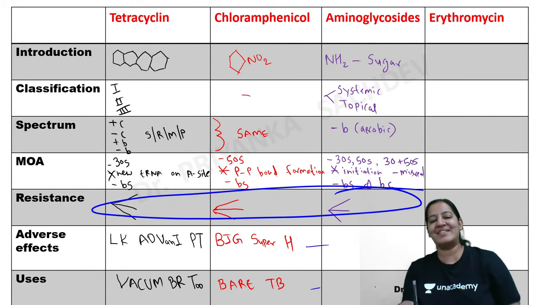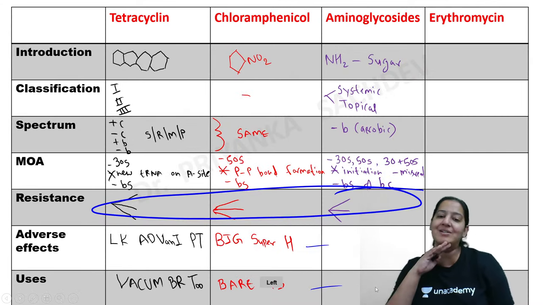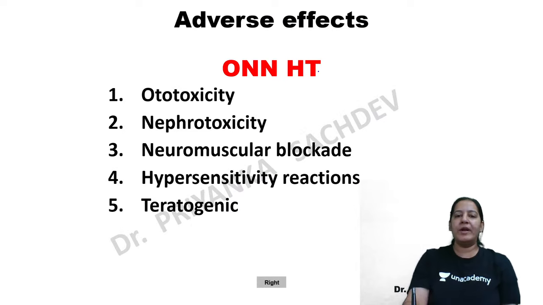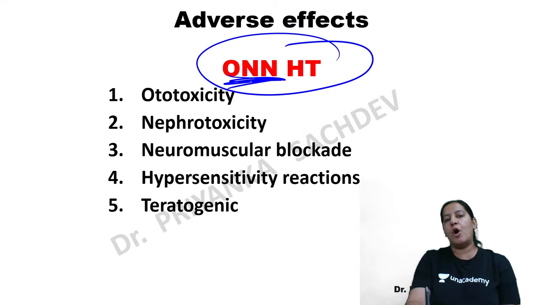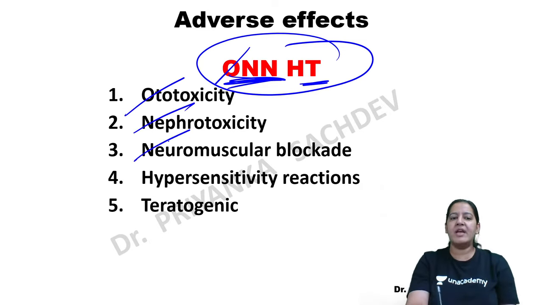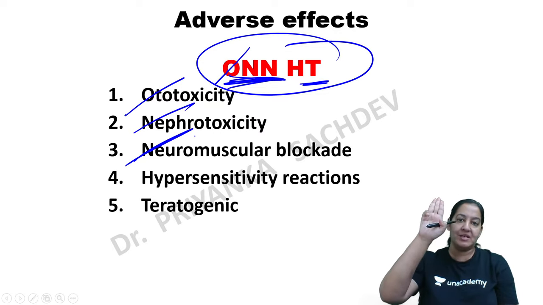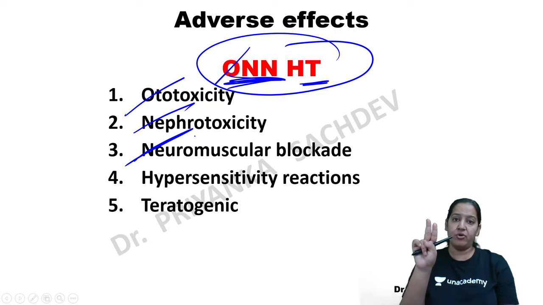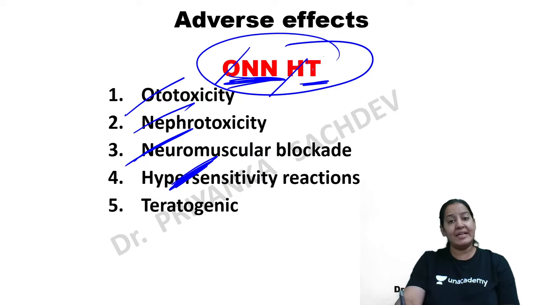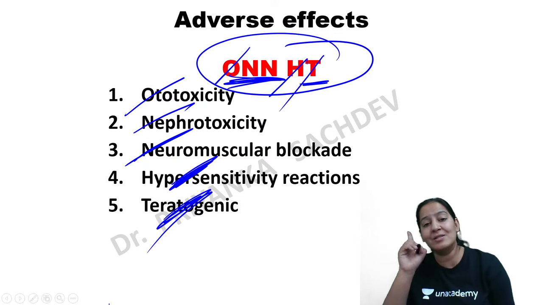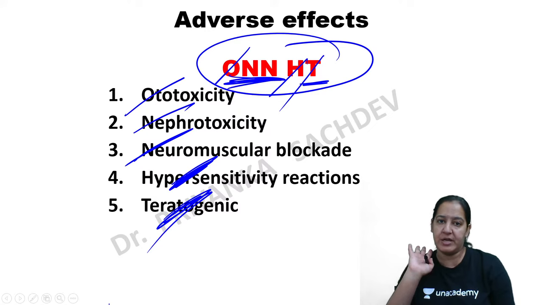Coming to adverse effects and uses. Now it's time to study the adverse effects. Again, time for a new mnemonic. The mnemonic is O double N, on HD. Ototoxic, and the two Ns, nephrotoxic and neurotoxic. Ototoxic in the ear, nephrotoxic in the kidney, neurotoxic at the neuromuscular junction. So three toxicities are there. H is always hypersensitivity and T is teratogenic. So please make a list, it is teratogenic. Give me a thumbs up.